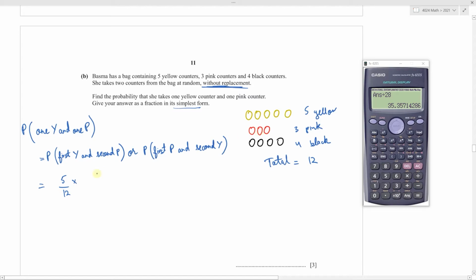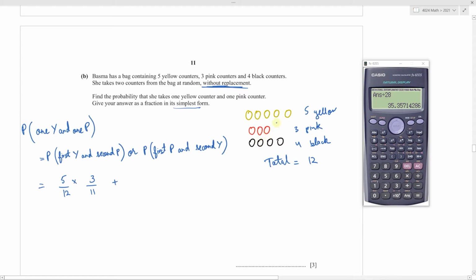So how many pinks are there? 3. But now the total remaining are 11 since you have taken out the first yellow. So total remaining would be 12 minus 1, 11. So the second time, when you're taking out the second counter, you have 3 pinks and total 11 remaining counters in the bag. So your probability here will be 3 over 11.